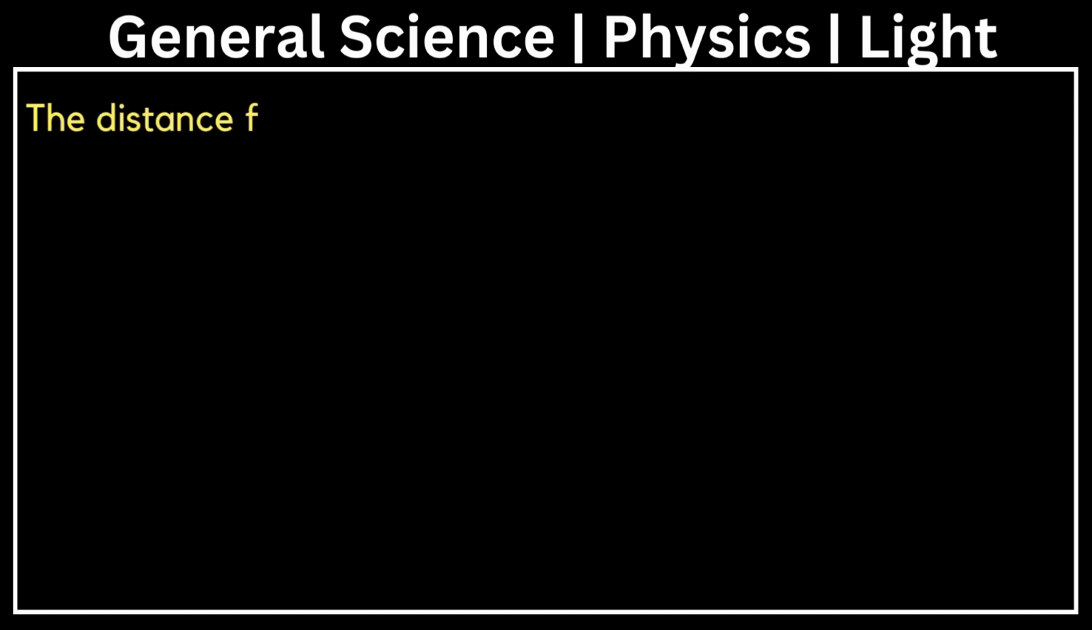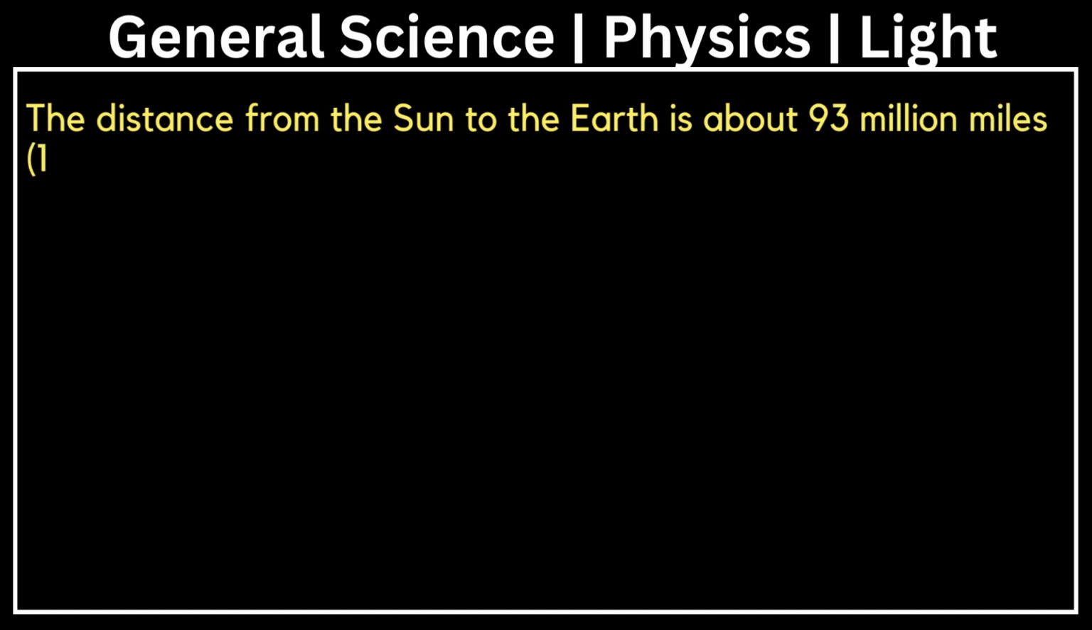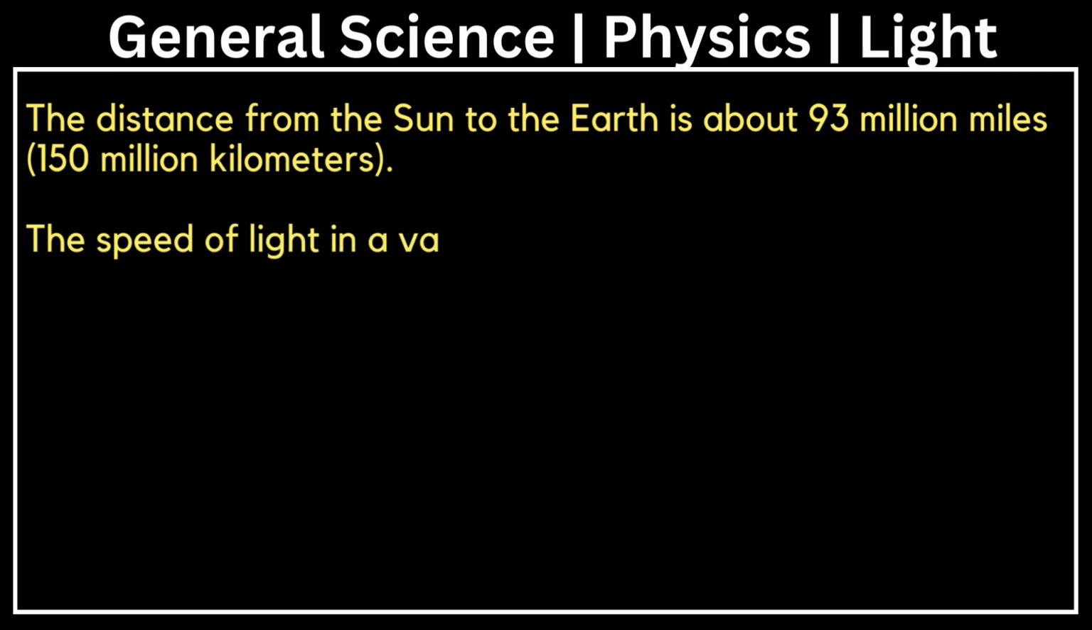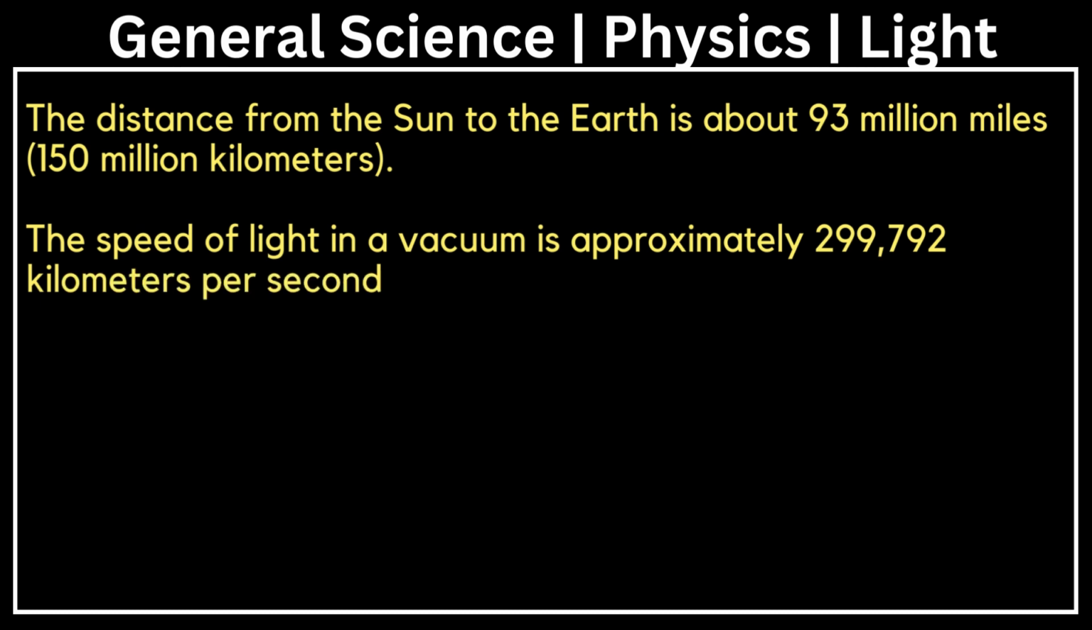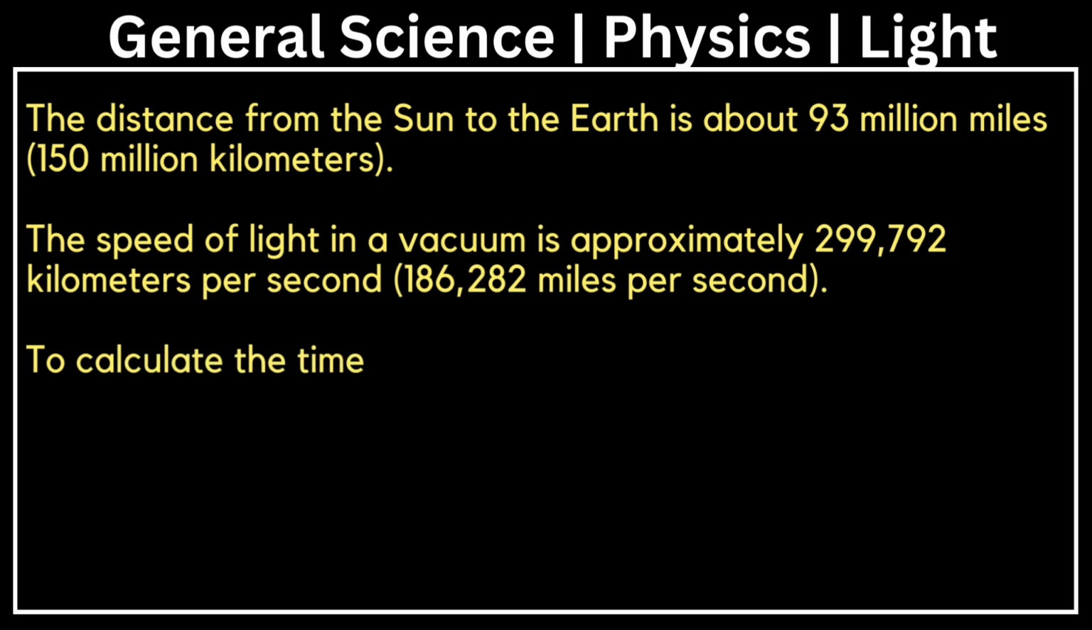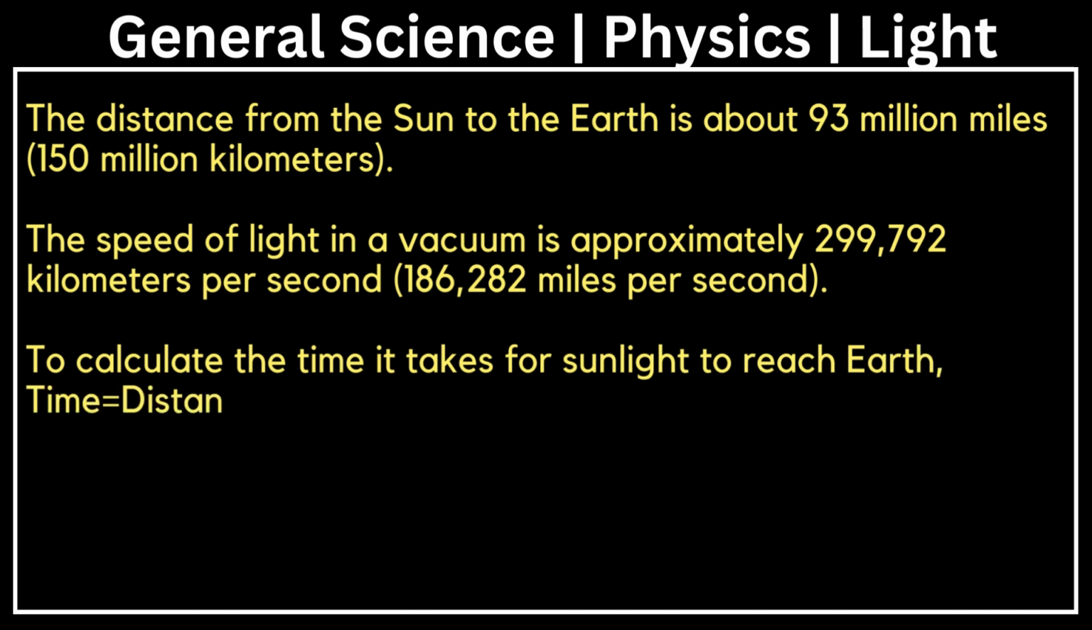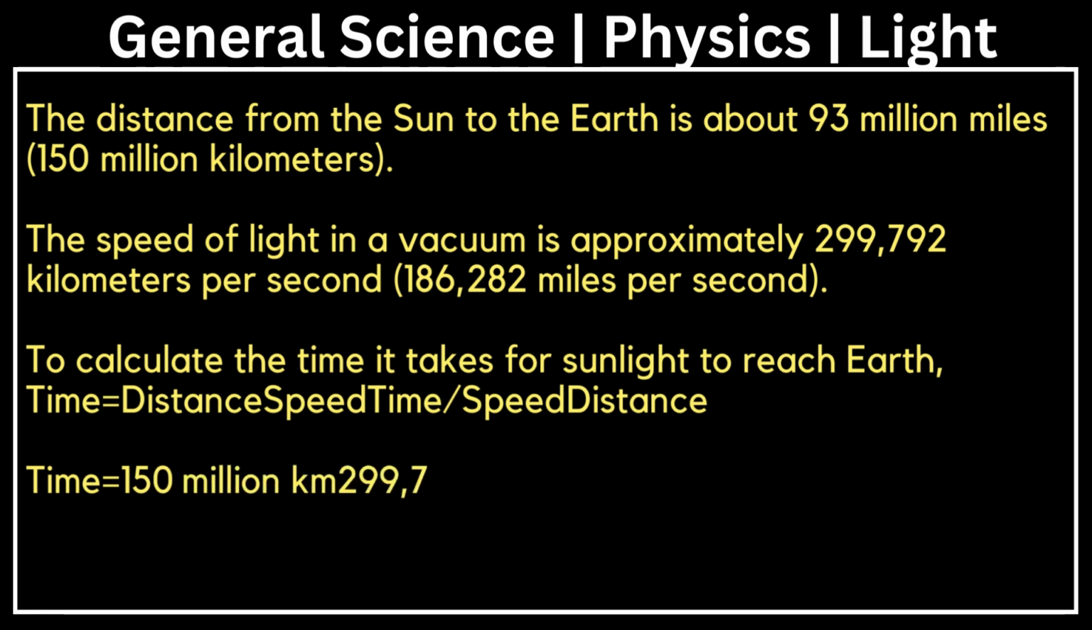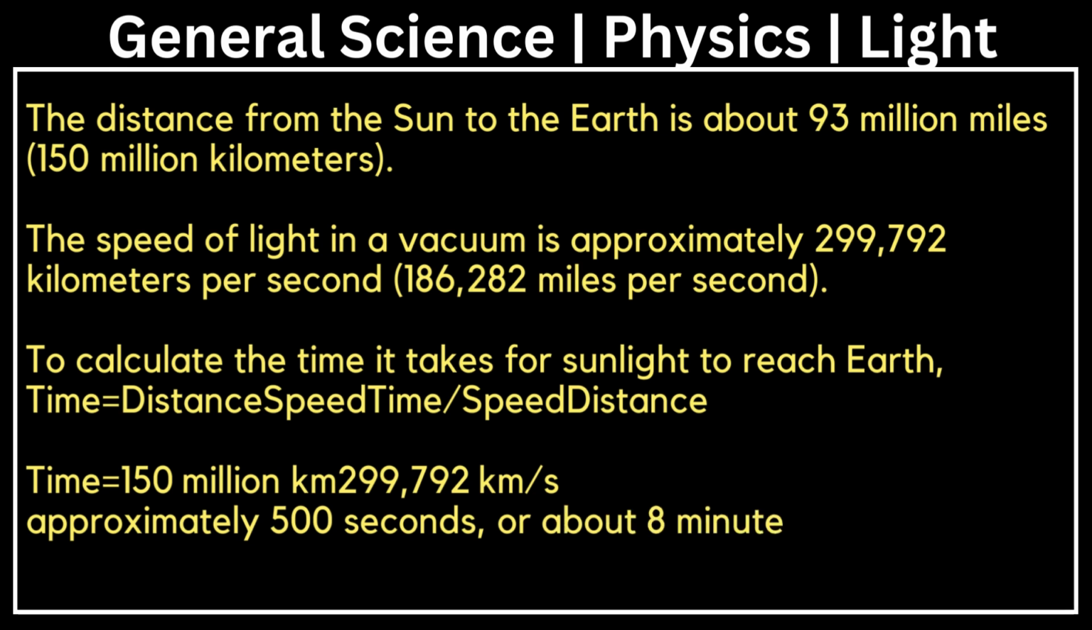The distance from the Sun to the Earth is about 93 million miles, 150 million kilometers. The speed of light in a vacuum is approximately 299,792 kilometers per second, 186,282 miles per second. To calculate the time it takes for sunlight to reach Earth, time equals distance divided by speed. Time equals 150 million km divided by 299,792 km per second, approximately 500 seconds, or about 8 minutes and 20 seconds.